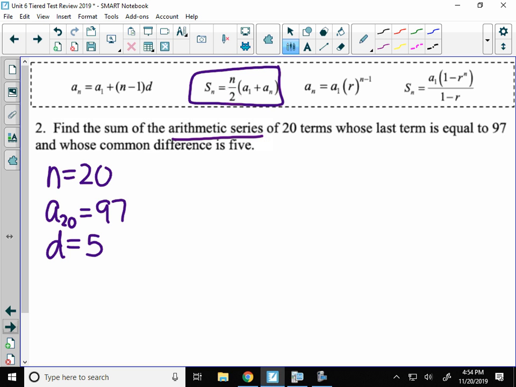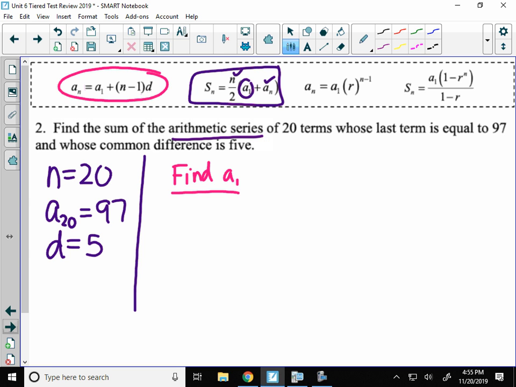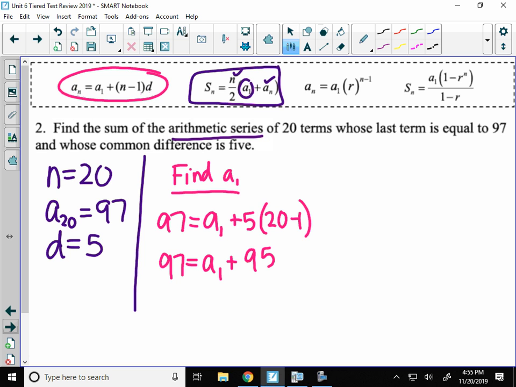When I look at this formula, I know the n, I know the last term, I don't know a sub 1. So I actually have to find the first term before I can find the sum. To find the first term, I'm going to use the a sub n formula. I know the nth term, a sub n, is 97. I don't know the first term. I do know the common difference is 5, and n is 20. So I'll have 5 times 19, so 97 equals the first term plus 95. Subtract 95, and I get that the first term is 2.